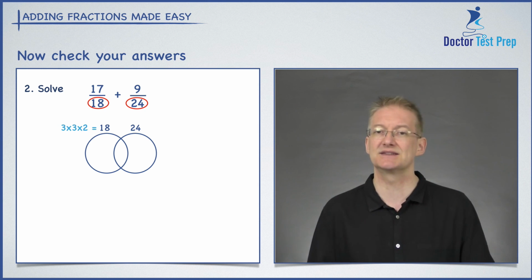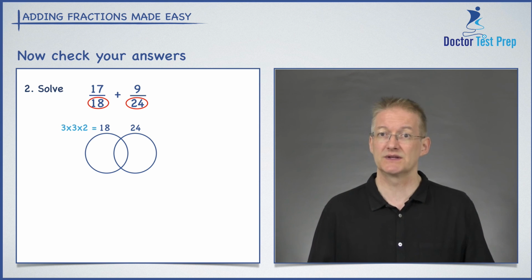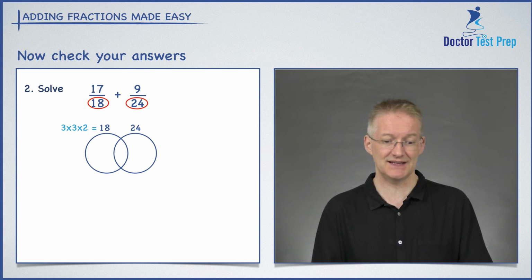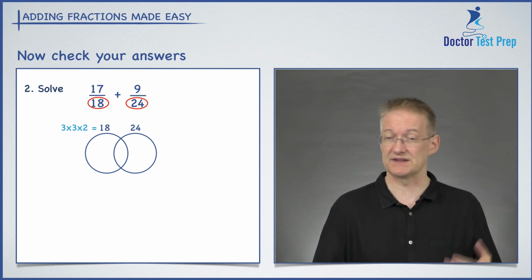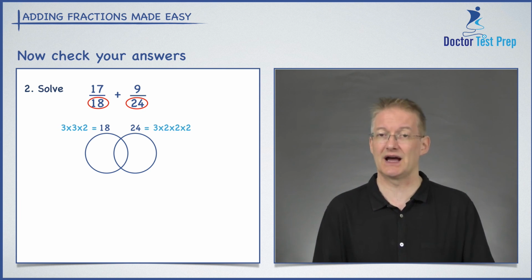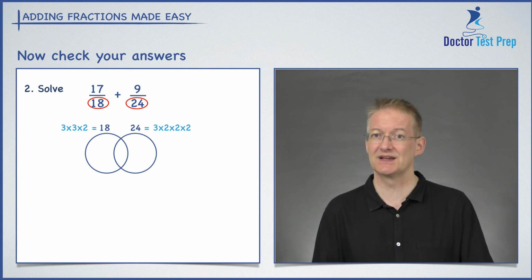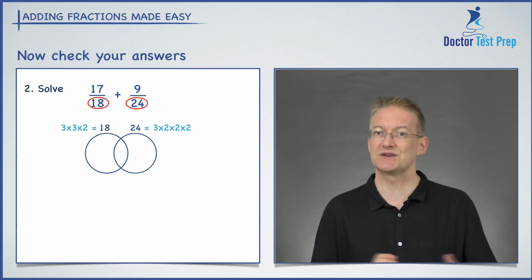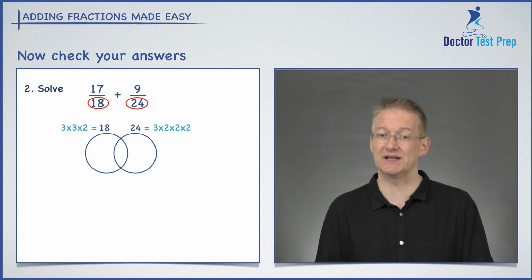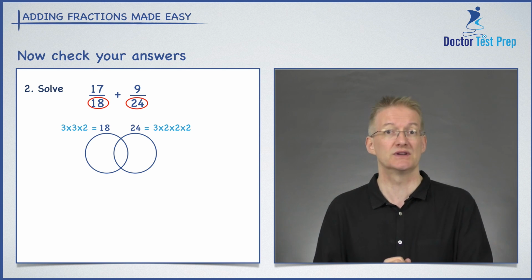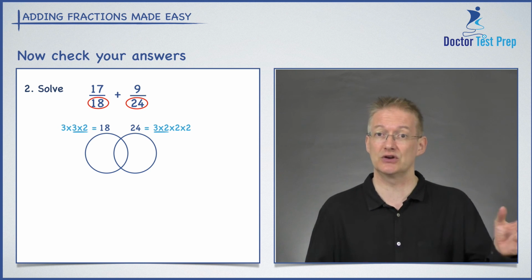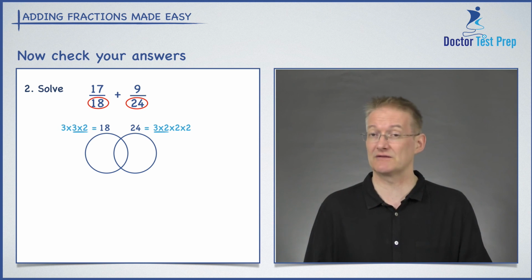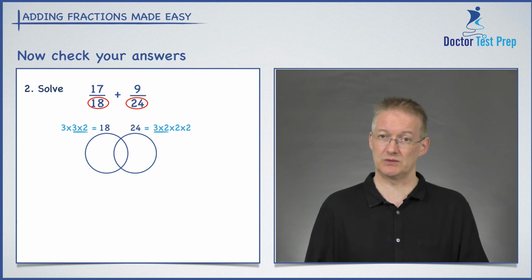So 18 is 9 times 2 and 9 is 3 times 3. So in terms of prime factors, 18 is 3 times 3 times 2. And 24 is 6 times 4. So I have 3 times 2 for the 6, 2 times 2 for the 4. So in prime factors, 24 is 3 times 2 times 2 times 2. So now I underline any factors that occur in each one. So I see I've got 3 in both of them and I've got 2 in both of them.